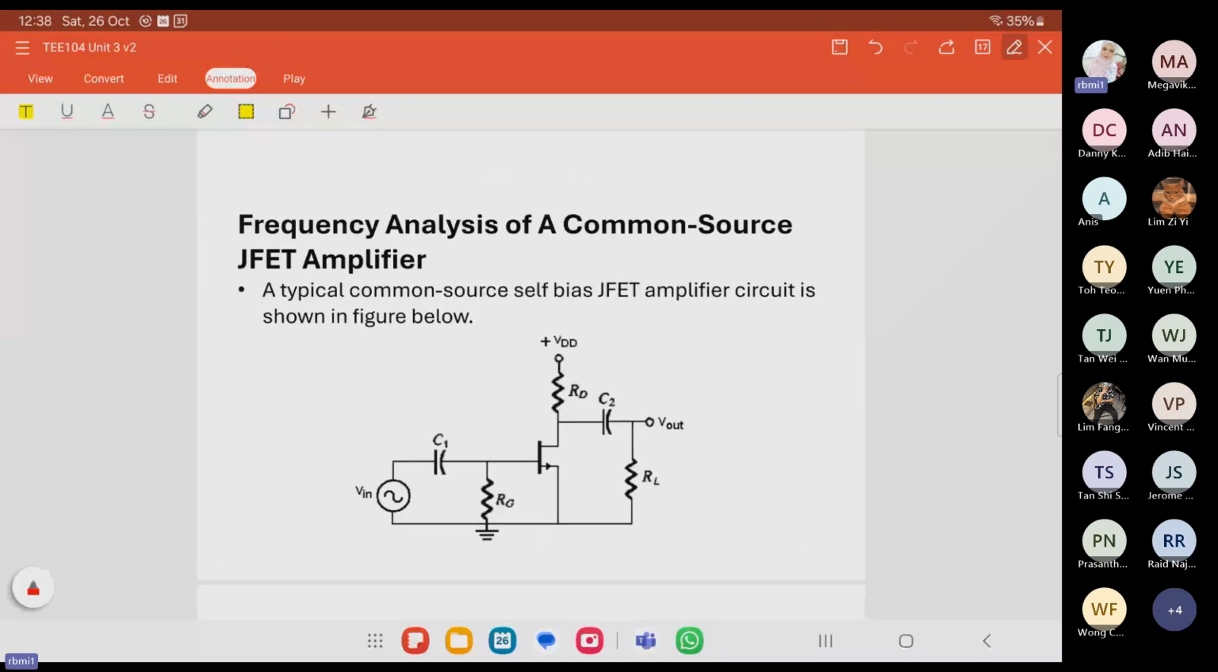Okay, this is a common source FET amplifier circuit with two RC networks. This is the first one and this is the second one, one at the input and one at the output. In the mid-range frequency, the AC voltage gain is Av equals minus gm times RD in parallel with RL, over RD plus RL. Okay, for this circuit.